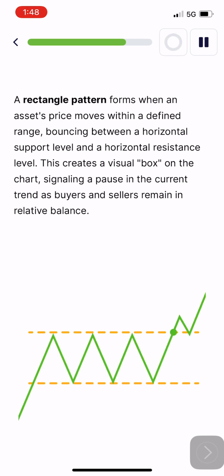A rectangle pattern forms when an asset's price moves within a defined range, bouncing between a horizontal support level and a horizontal resistance level. This creates a visual box on the chart, signaling a pause in the current trend as buyers and sellers remain in relative balance.